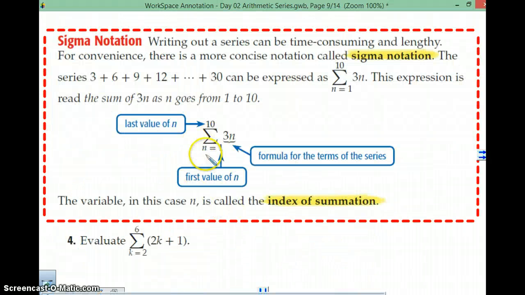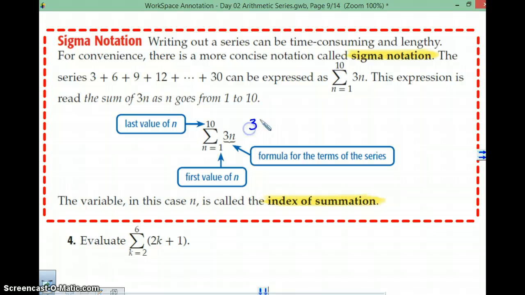Next problem. Okay, look at this sign. That's a sigma, and how it's read is this. It's the sum of 3n as n goes from 1 to 10. This is a series, and this is what it looks like. First, take n equals 1 and plug it in here.